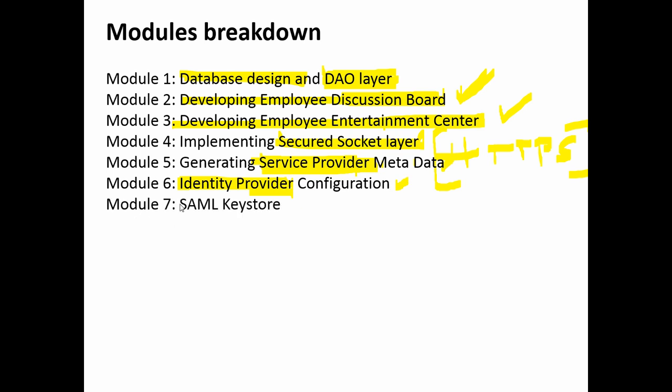In module 7, after configuring the IDP, OpenSSO will give us one certificate. That certificate will be used for generating the SAML key store. The SAML key store is required to establish trust between the service provider and the identity provider. The SAML key store will secure the data passed from application to application.